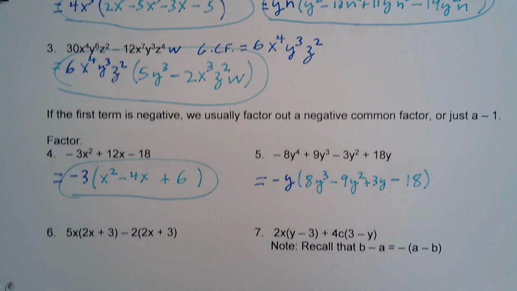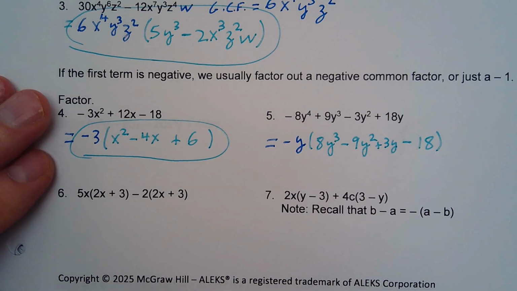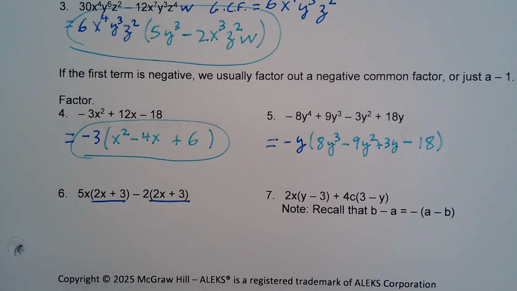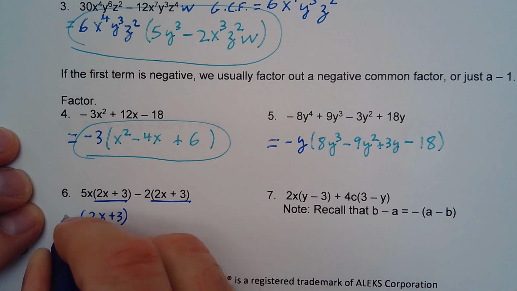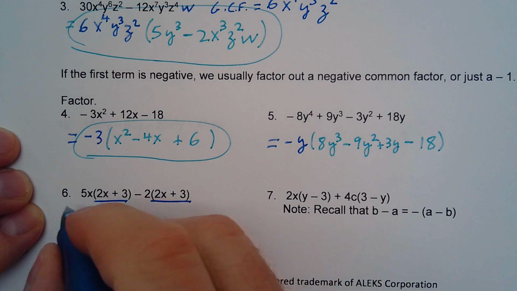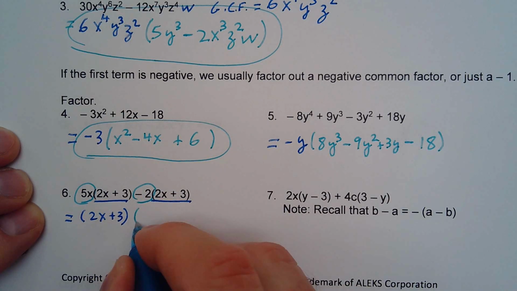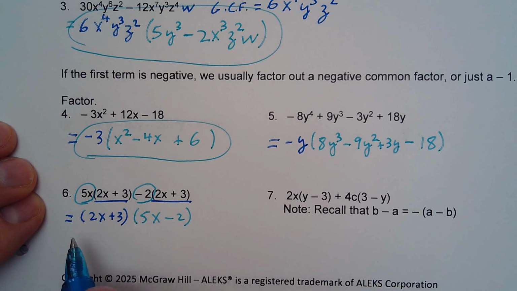Now number 6 is interesting. The way to look at this is that those things have a common factor of 2x plus 3. So I want to factor that out. That's going to be my greatest common factor. So I'm going to put that out in front. My leftovers here are going to be this 5x and this minus 2. So I'm going to rewrite that as 5x minus 2 as my leftovers. So we get 2x plus 3 in parentheses times 5x minus 2.